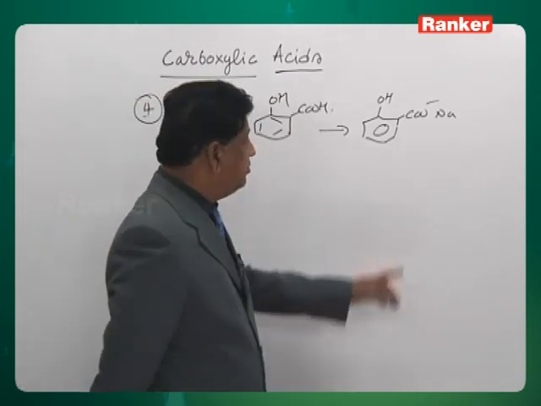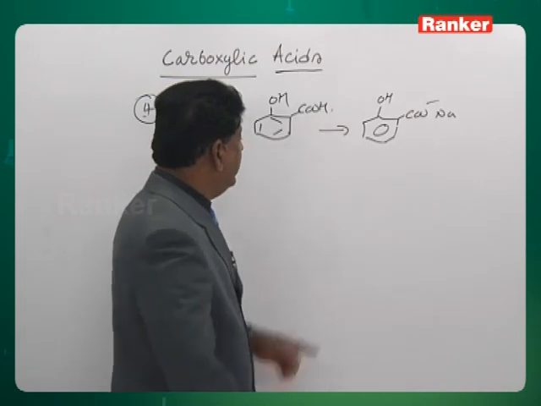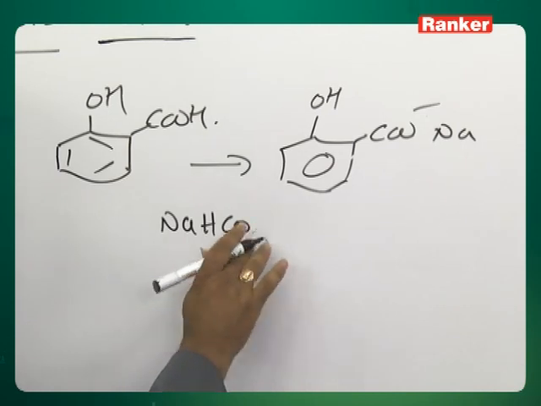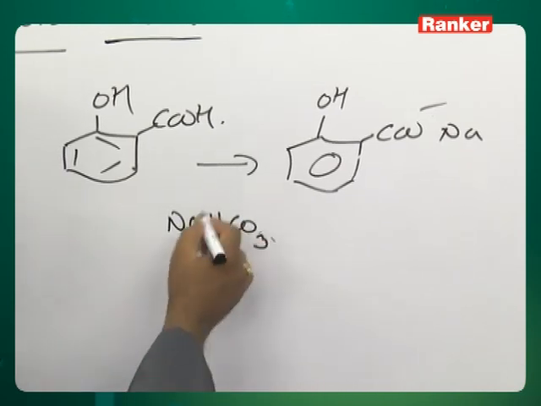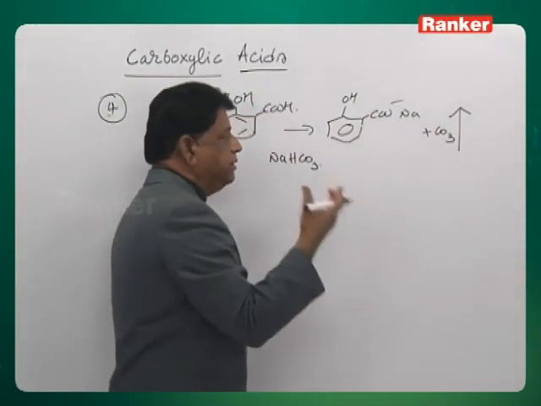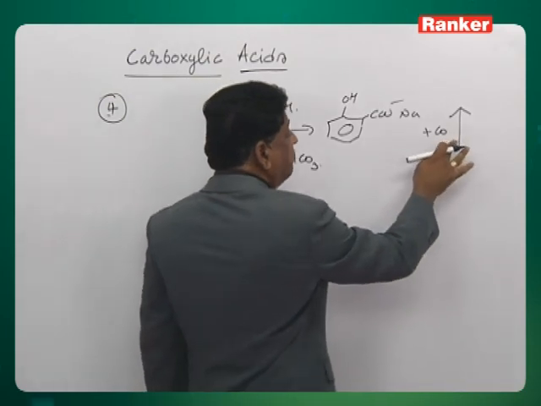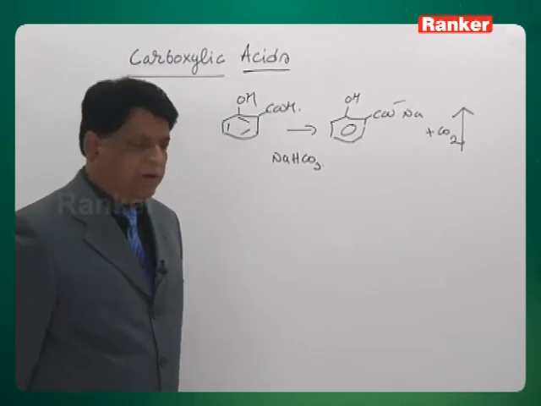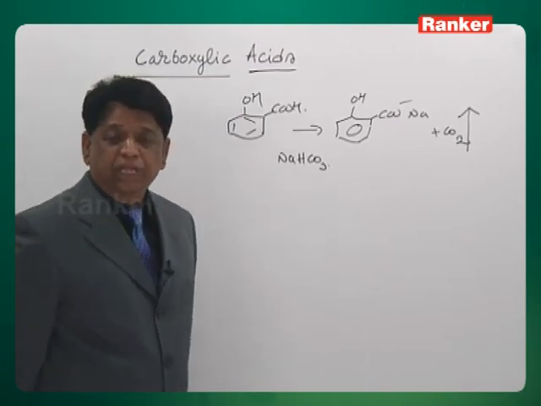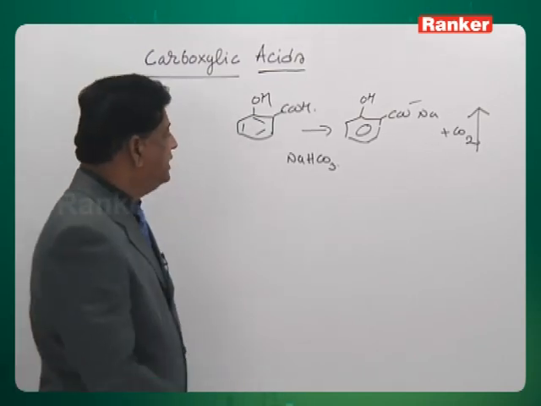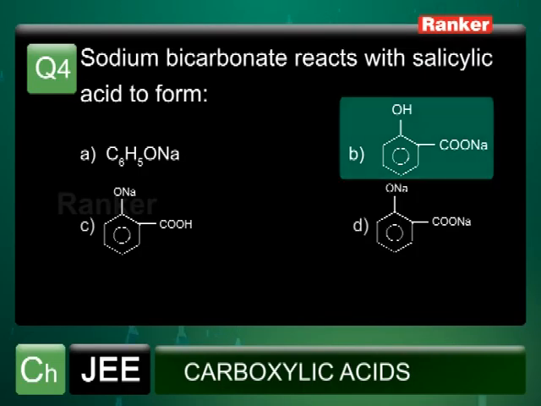That carbon dioxide does not come from the acid, it is from the bicarbonate. Sodium bicarbonate will give this carbon dioxide. From this carbonate you get carbon dioxide. The carbon dioxide comes with bubbles, and it is also known as what? Effervescence. A reaction giving bubbles is called effervescence. All carboxylic acids will liberate this type of carbon dioxide. So, options C and D are also wrong. So, option B is the right answer. Answer B is the right answer.